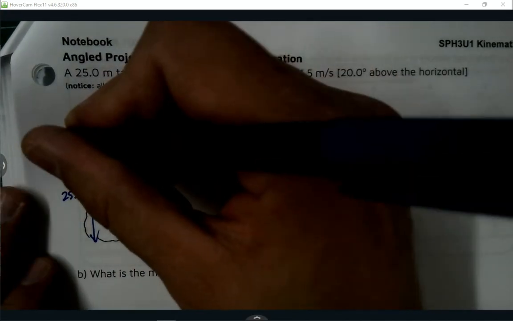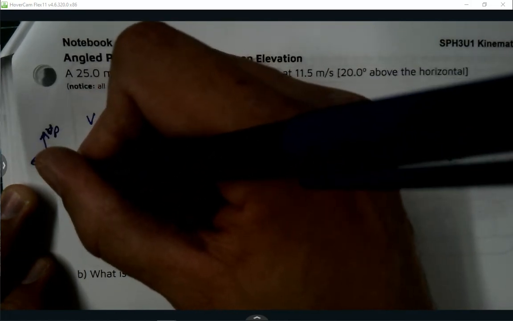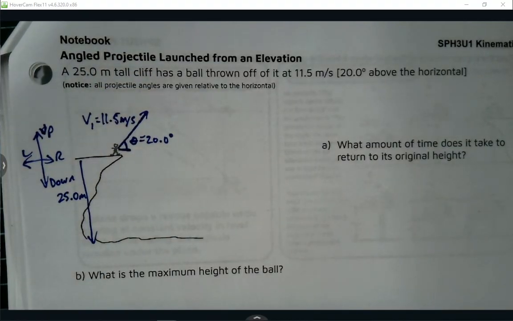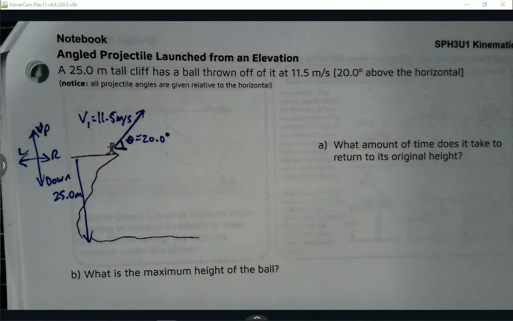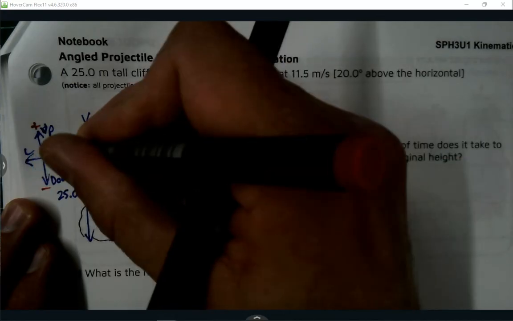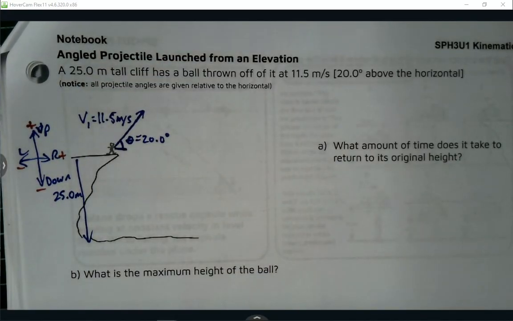And I'll give myself a reference frame. It's actually going to be a similar reference frame, but I've got up, down, I'll call it right and left. I say similar because since I'm launching this one upwards initially, I think I'm going to make a switch. Since it is going up initially, I'll call up positive and down negative, but I'll still call right positive and left negative because it is going to be going towards the right.